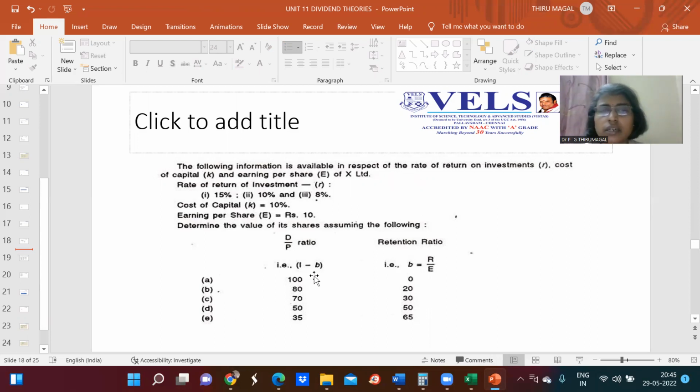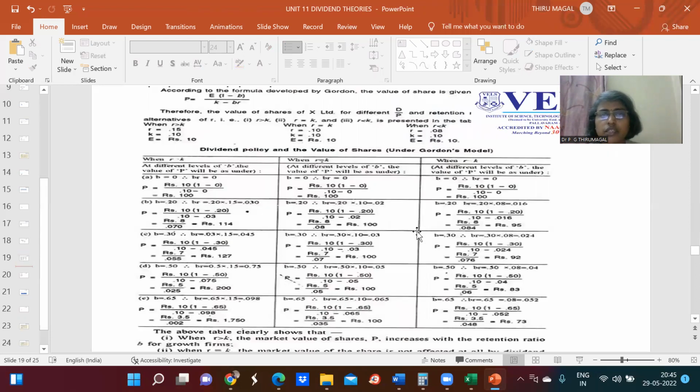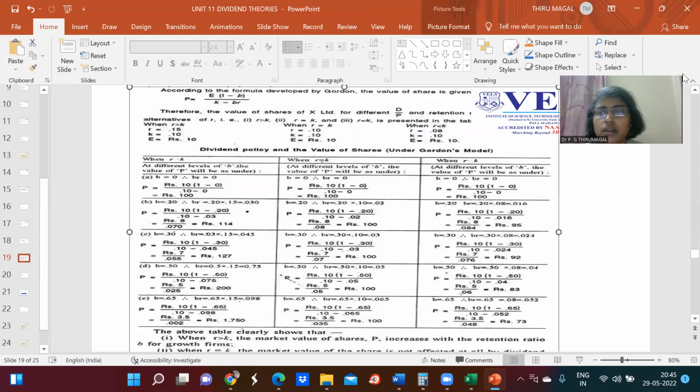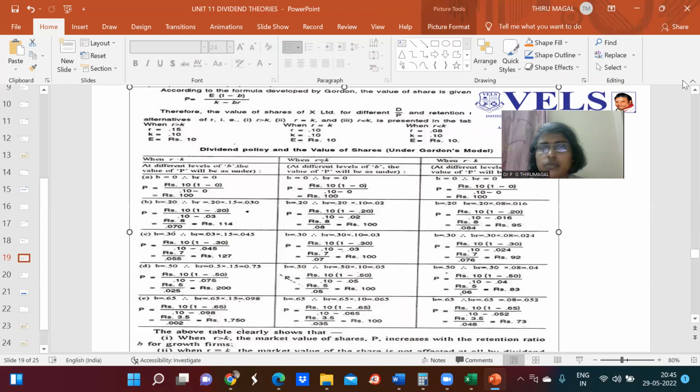That is, when dividend payout ratio is 100, retention ratio is 0. So obviously, when the entire earnings is paid as a dividend, then the retention is 0. Similarly, when dividend payout ratio is 80, retention is 20, the balance. Here, when dividend is 70, the balance 60. So different situations are given here.